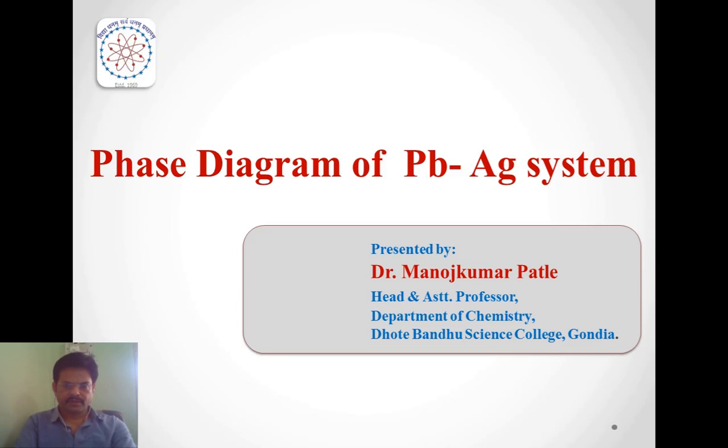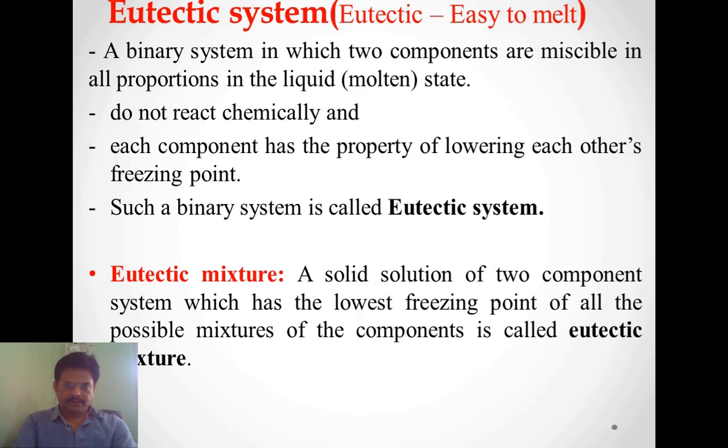Dear students, in today's session, we are going to discuss the phase diagram of the lead-silver system. Before going to the phase diagram of the lead-silver system, we will understand what a eutectic system is. Eutectic means easy to melt.